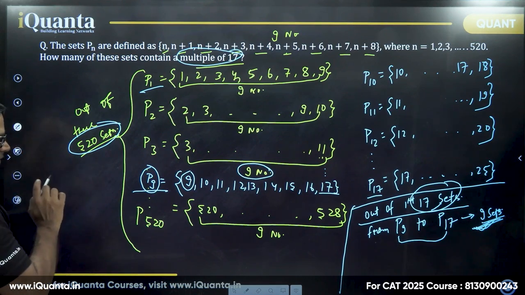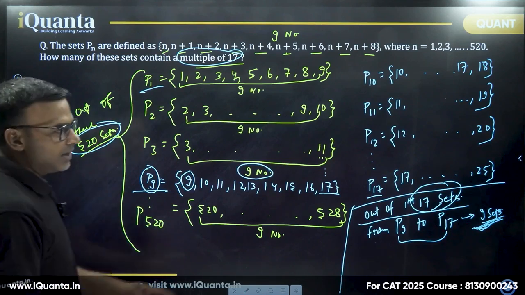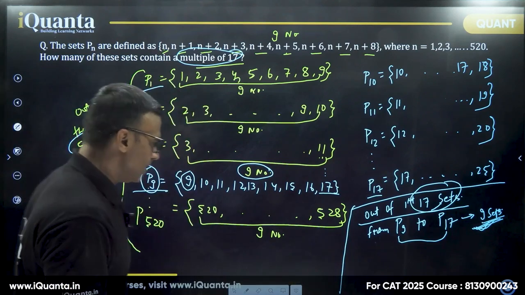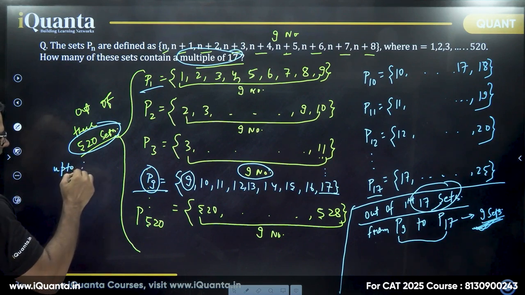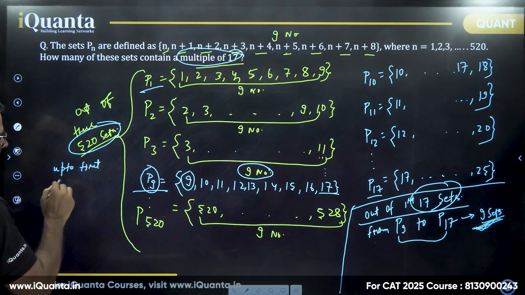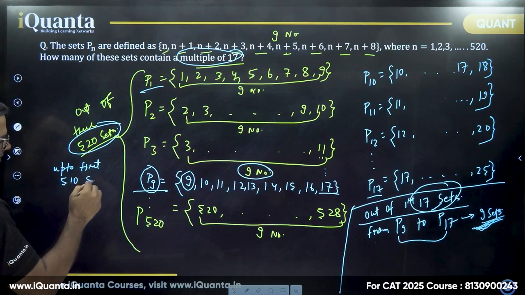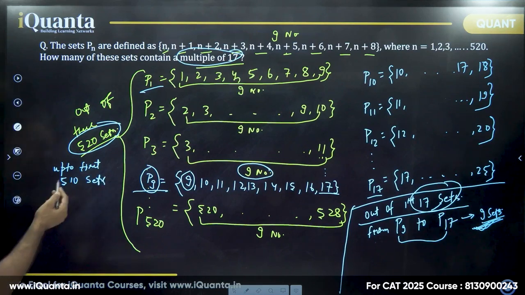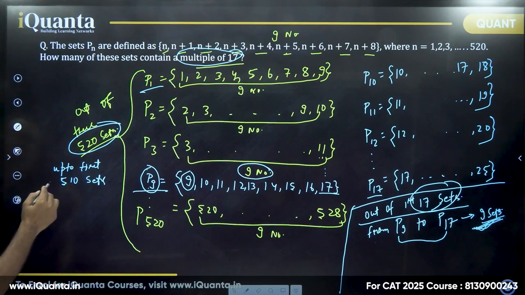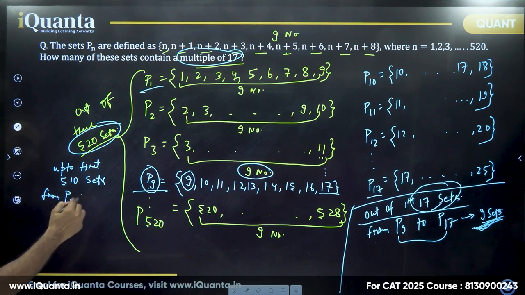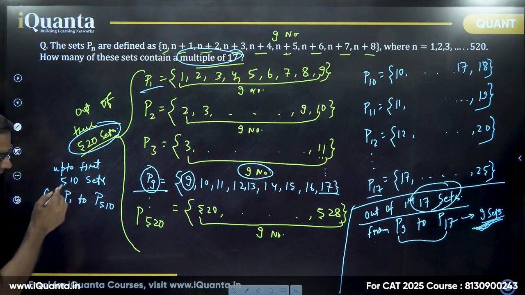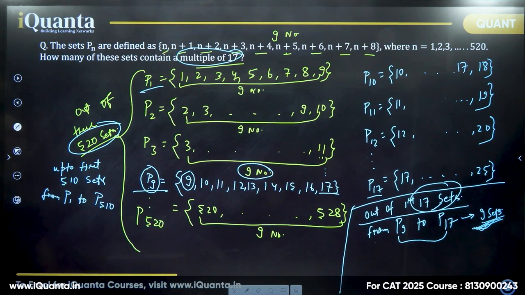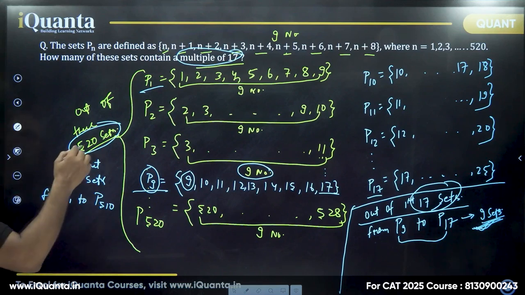Wow. So why am I taking a multiple of 17? Because then the counting will be easier. Okay. So up to the first 510 sets. Let me clarify that further, though we don't need to write it in the exam, but just to understand. From P1 to P510. 510 is a multiple of 51, which is a multiple of 17. That is the highest multiple of 17 below 520.